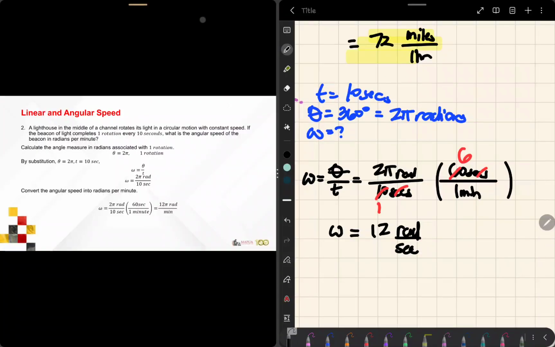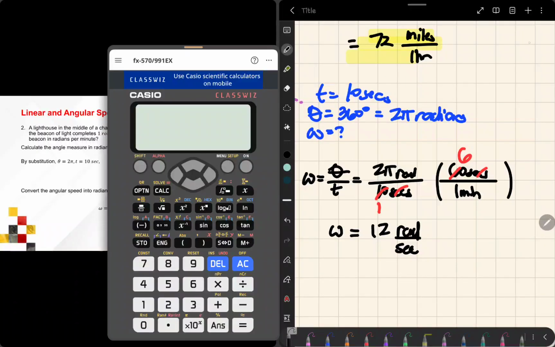So let's try to convert it into a numerical value. Inputting it in our calculator, we get 12 pi radians per minute. This is equal to 37.699 radians per minute.